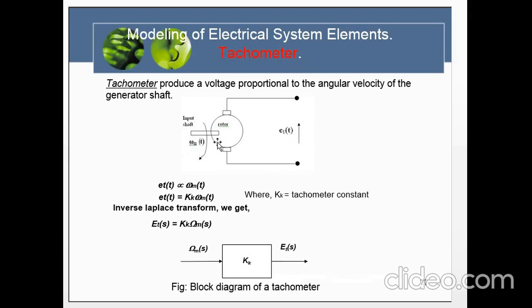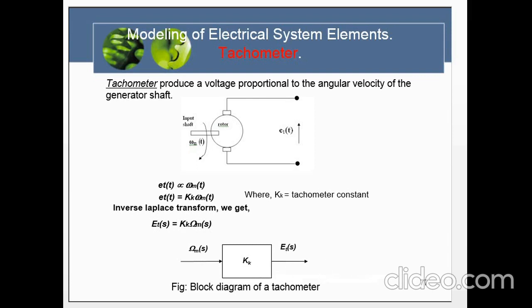That is the speed of the shaft, as the motor, where e_t(t) is proportional to omega_m(t). This voltage is equal to the speed. So e_t(t) is equal to K_t omega_m(t), where K_t is the tachometer constant. Then taking the Laplace transform, E_t(s) is equal to K_t omega_m(s), and this is the block diagram.